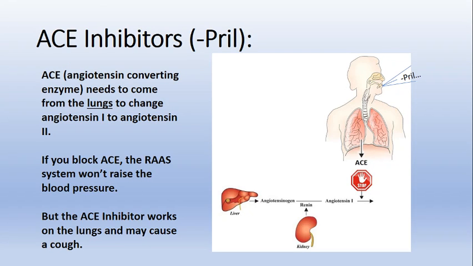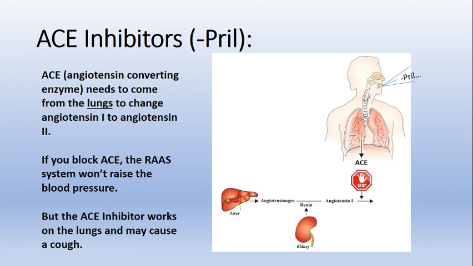ACE inhibitors sometimes end with pril, and ACE is part of the renin-angiotensin-aldosterone system to control blood pressure. And so on the right down here, it gives a part of that diagram. The ACE coming from the lungs converts angiotensin 1 into angiotensin 2.